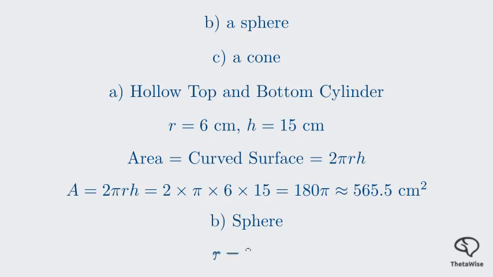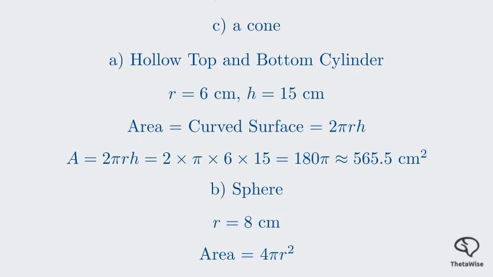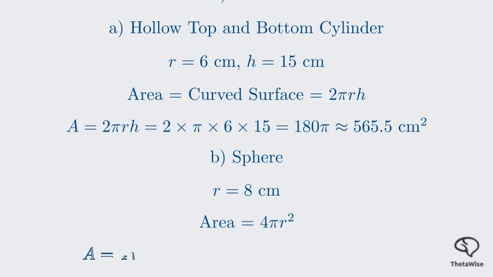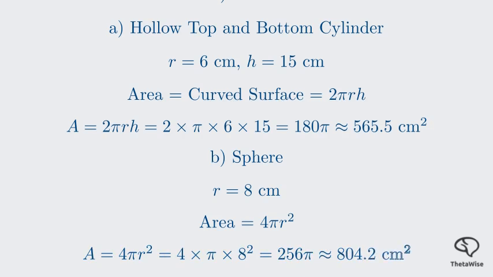Part B asks for the surface area of a sphere with a radius of 8 centimeters. This is a direct application of our formula for a sphere. The formula is 4 pi r squared. Substituting r equals 8, we get 4 times pi times 8 squared. That's 4 times 64 pi, which is 256 pi, or approximately 804.2 square centimeters.